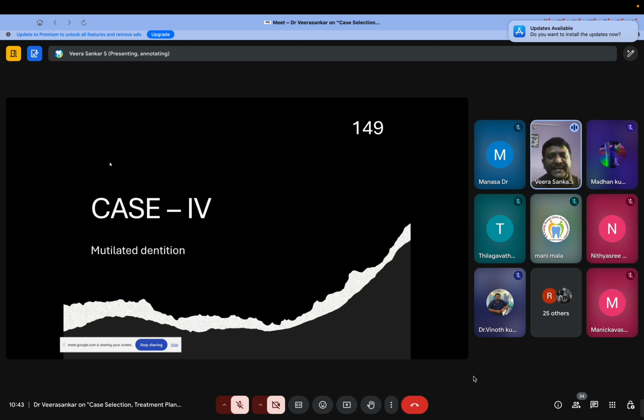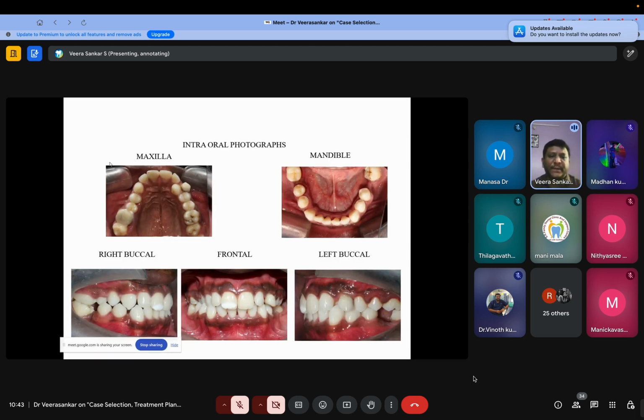Moving on to the next case, mutilated dentition. This patient reported with a crossbite on the posterior teeth and also anterior teeth. This 2-3 is impacted, with a retained canine space on the left side of the upper arch, extracted molars and mesialated molars. He was reluctant to have a fixed appliance.